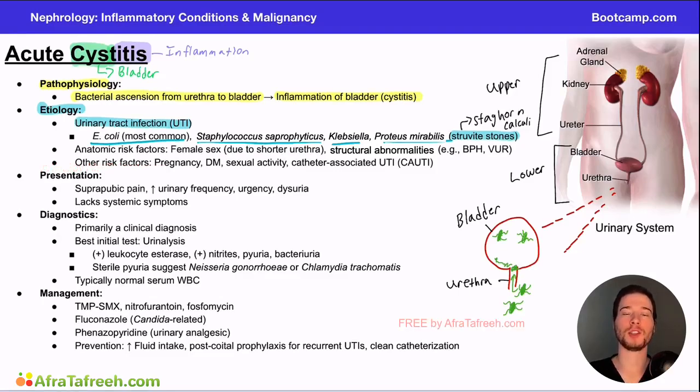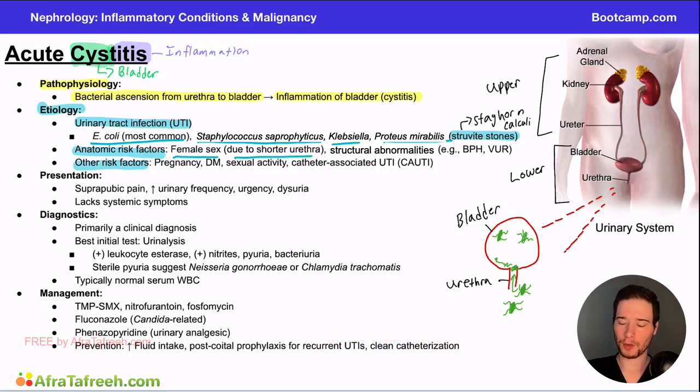Now, it's really important that you know the risk factors for increasing someone's chances of getting acute cystitis or a urinary tract infection. I've broken it up into two categories here because we have anatomic risk factors, but we also have some other risk factors as well. The first anatomic risk factor I want you to know is that having female anatomy, due to the shorter urethra, increases the risk of a UTI.